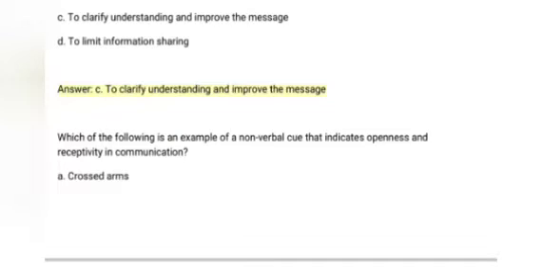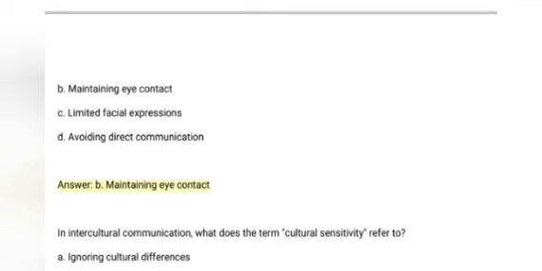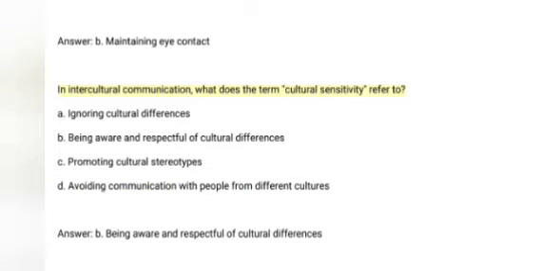Which of the following is an example of a nonverbal cue that indicates openness and receptivity in communication? A. Crossed arms. B. Maintaining eye contact. C. Limited facial expressions. D. Avoiding direct communication. Answer: B. Maintaining eye contact. In intercultural communication, what does the term cultural sensitivity refer to?